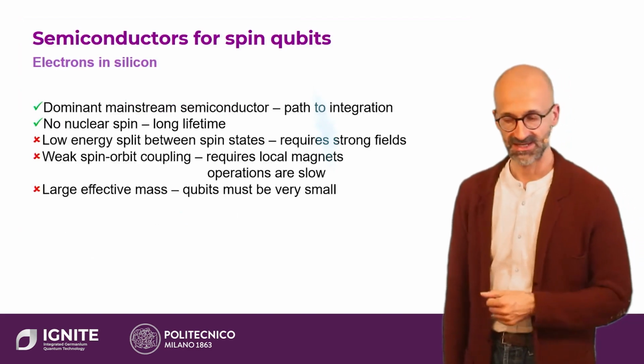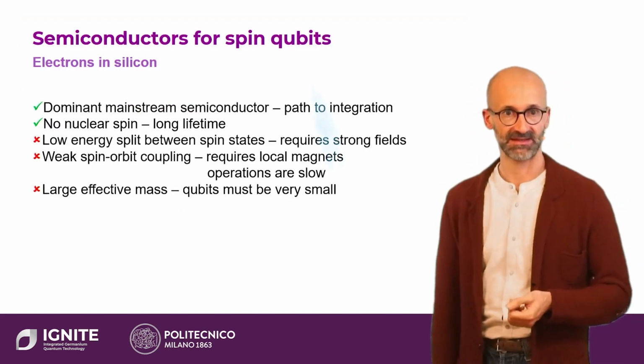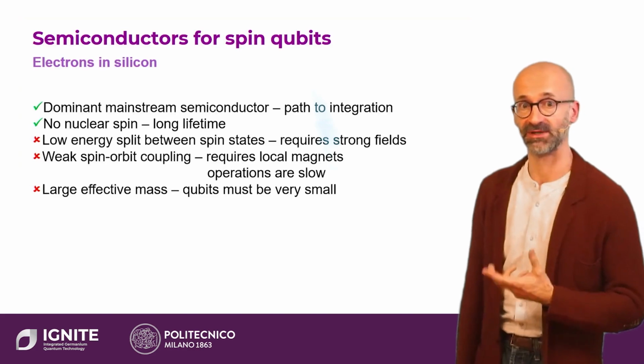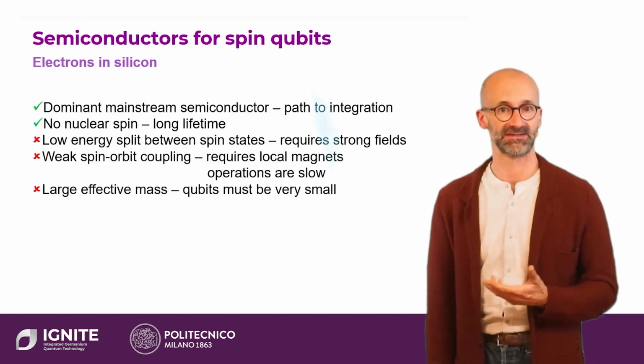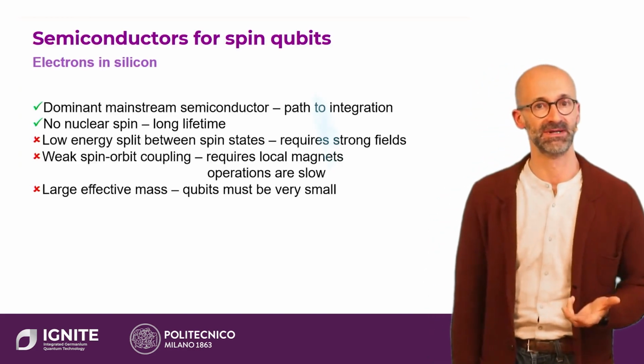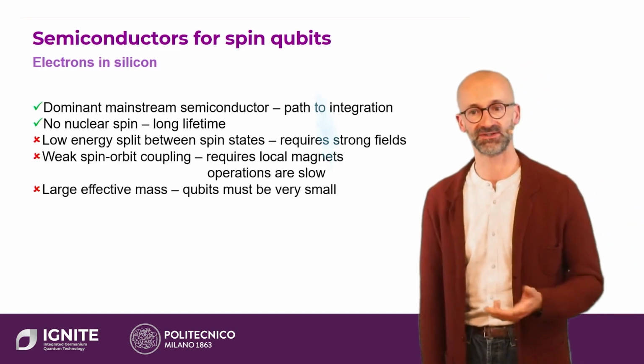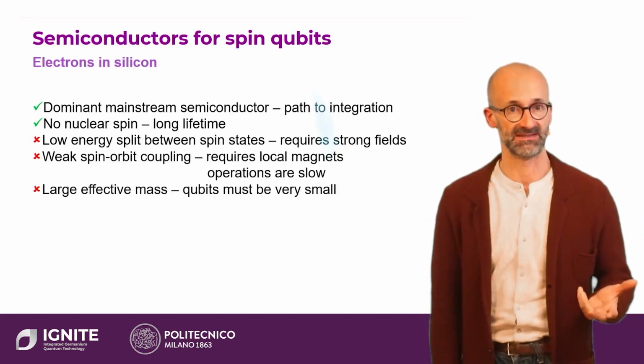Semiconductors are natural materials to use for spin qubits. Especially silicon is the dominant semiconductor and the dominant material in technology. So if we could make qubits from silicon, the path to integration with existing technology would be very easy.